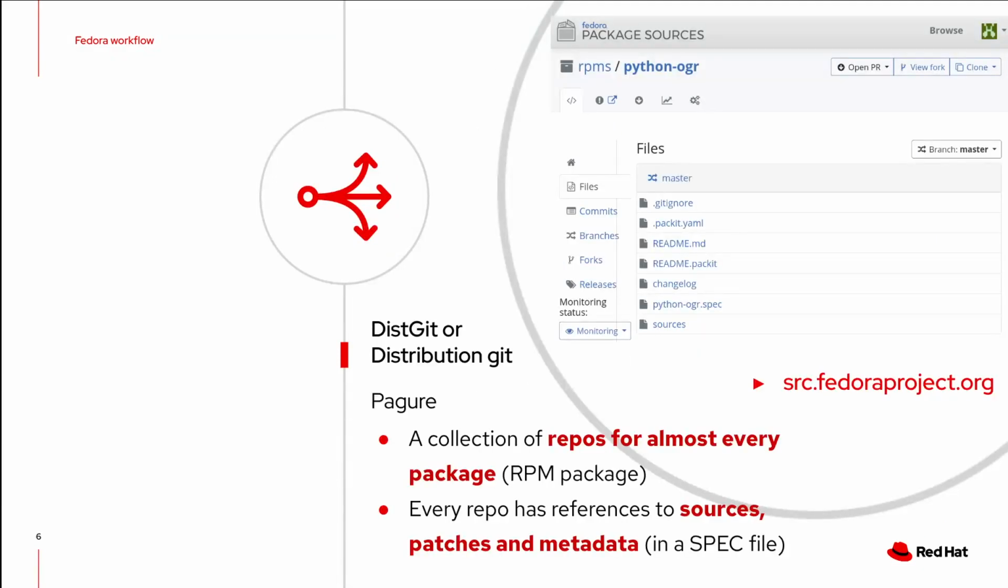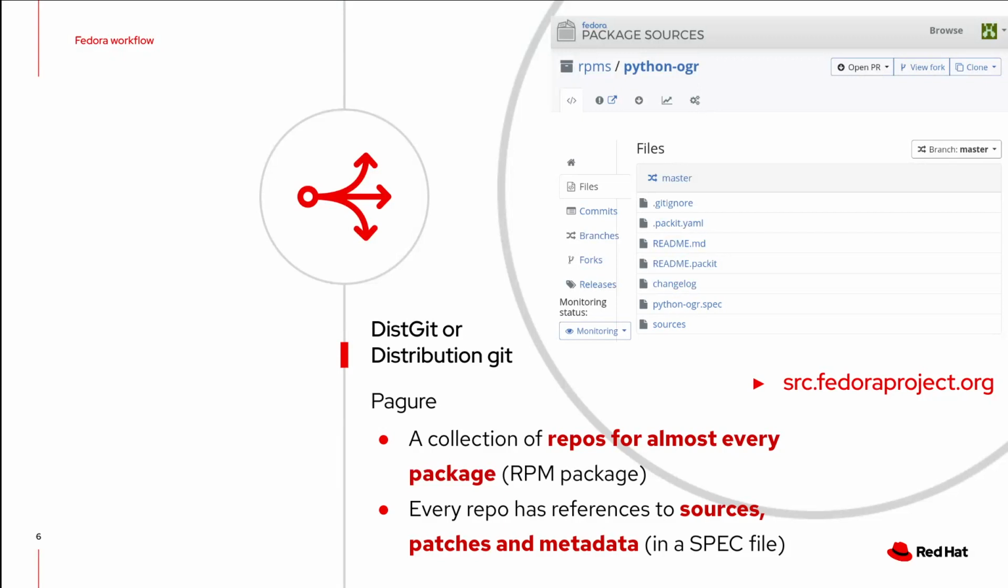The distribution Git, or dist-git, is built using another Git forge, Pagure. The distribution Git is a collection of repositories, one repository for every package. Almost, because sometimes the same repository can build multiple related packages.